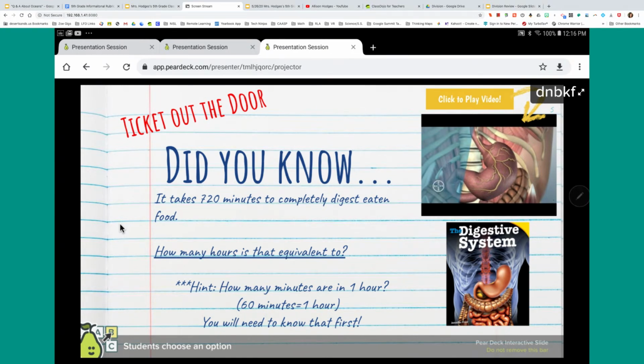So how many hours is that? A little hint on the bottom is, first you have to figure out how many minutes are in an hour. Hopefully you know that by now, but there's 60 minutes in 1 hour. So then it's, how many groups of 60 minutes would be in 720 minutes? All right? I will just give you a hint, you might have a remainder that you're going to have to decide what to do with. Okay?